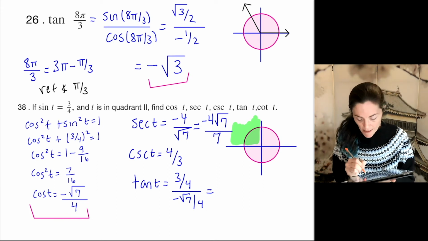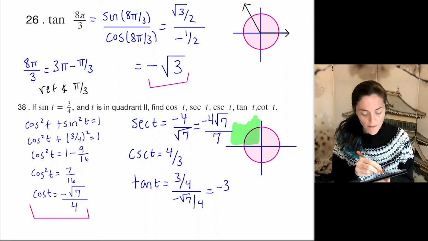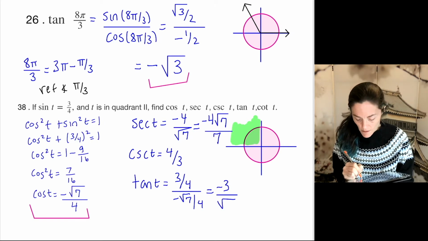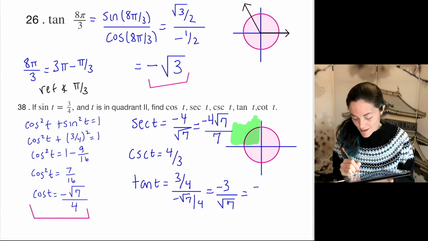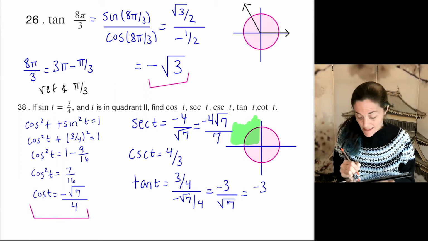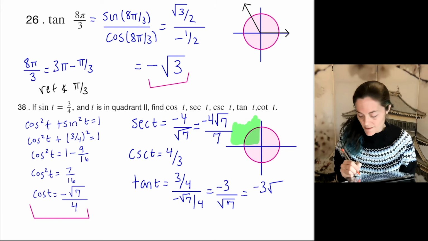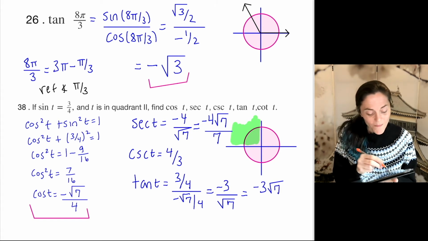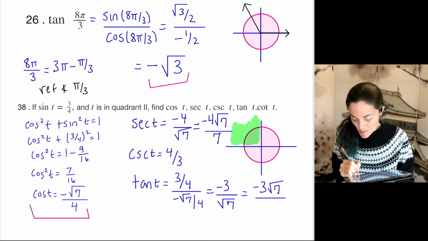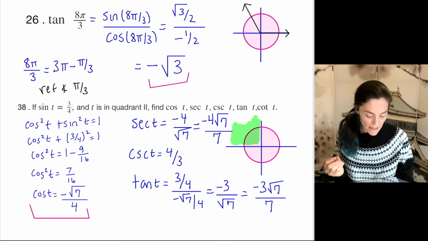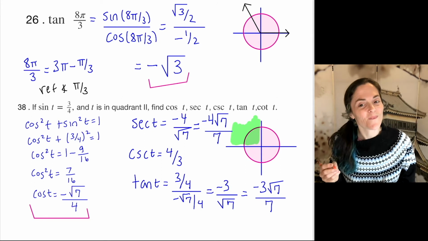Well, I get negative 3 divided by the square root of 7, which once again, if I don't want the square root in the denominator, I could write this as minus 3 times the square root of 7 divided by 7. What we're doing here really is we multiply by square root 7 divided by square root 7, and we get this. So we have one more here.